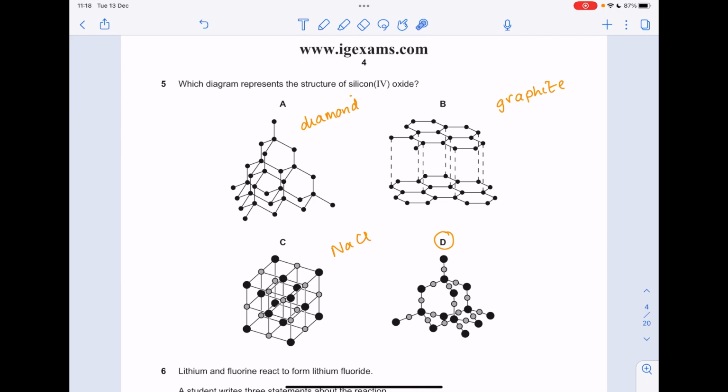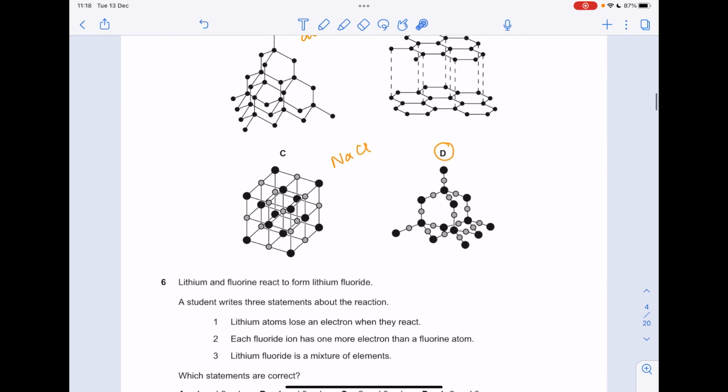It looks very like diamond, but look, you've got different elements being represented by the different colours, the grey and the black, to represent silicon and oxygen.